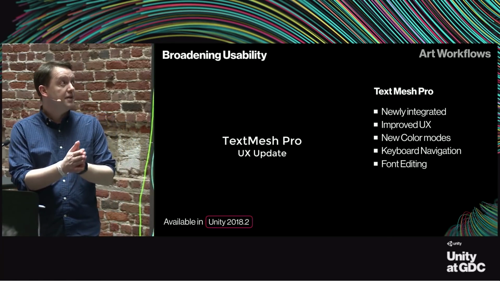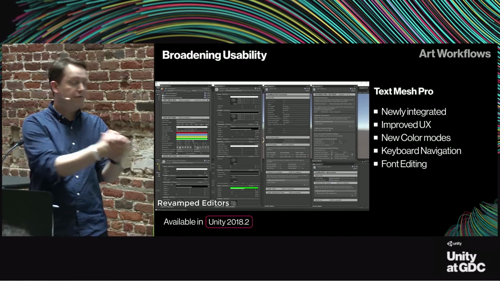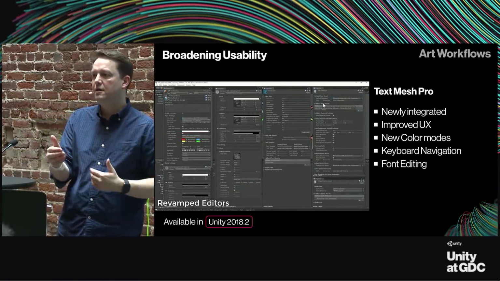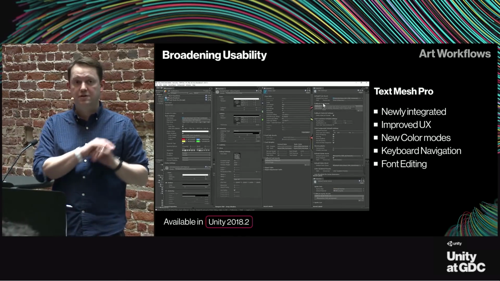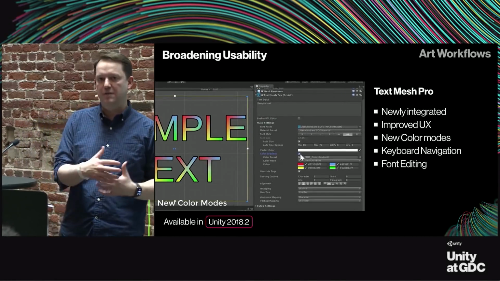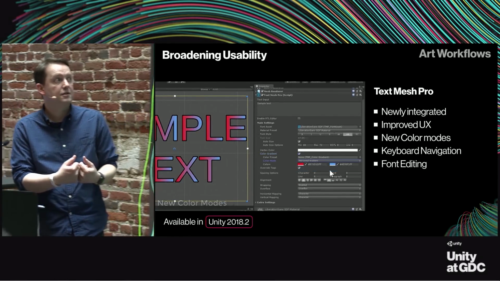OK, TextMesh Pro. Again, we announced this last year. It's now available in Unity 18, will be available in Unity 18.2. What does that mean? Well, one of the things it means is we've been able to just unify the UX. So it now really looks and feels like it's really part of the Unity product. And that's a big deal for us as we bring technology into the product.